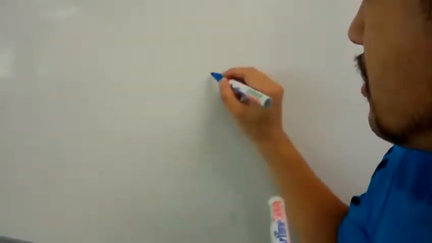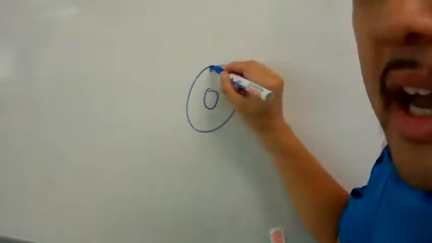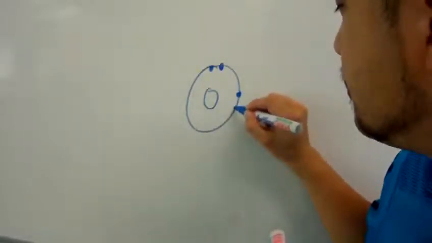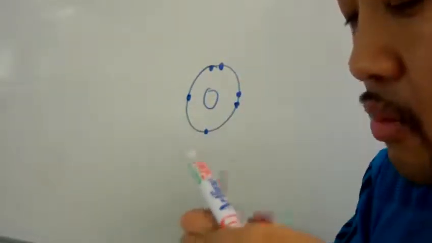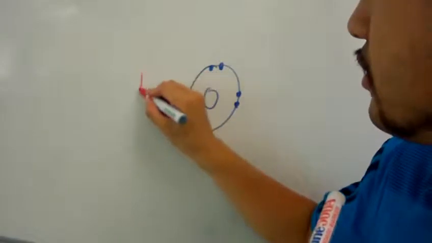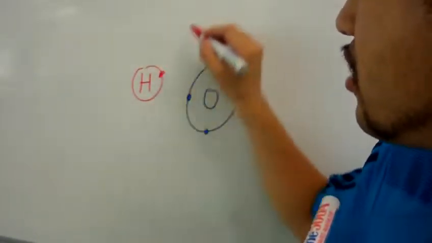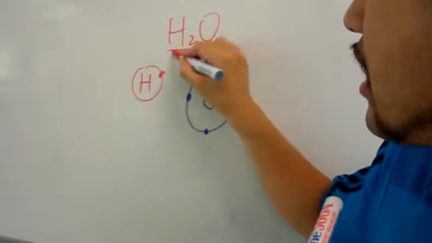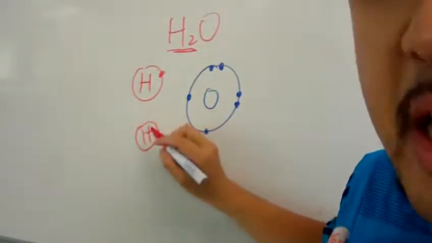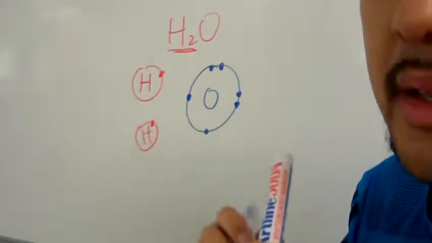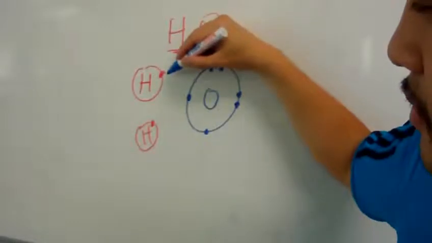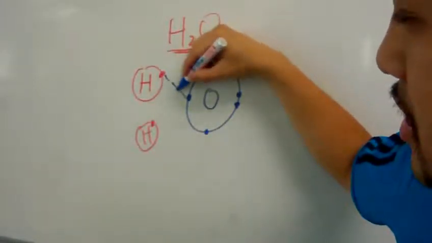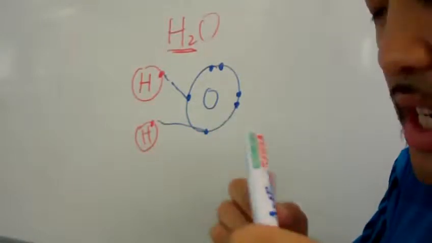Let's look at water. Water has an O, and it has 6 valence electrons. And hydrogen has 1 valence electron. We know the formula for water is H2O, so it has 2 hydrogens for every oxygen atom. And when they come together to form a water molecule, these bonds are going to get shared.